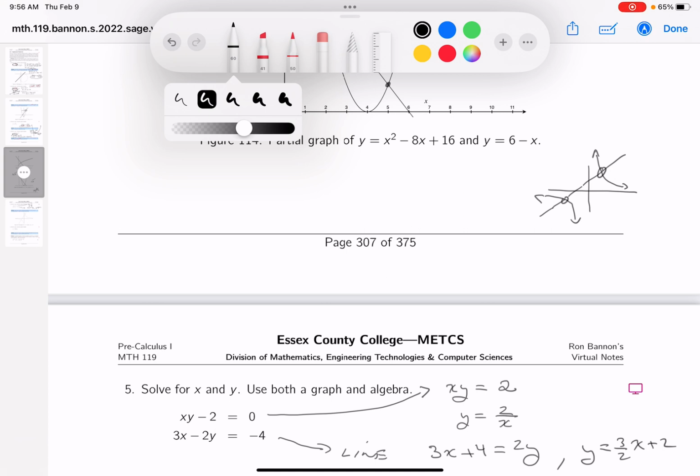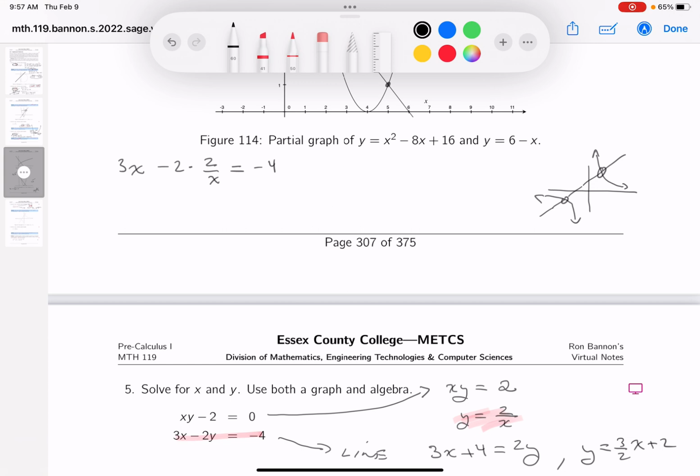I need to solve one of the equations for either x or y. And I think I've done that already, right over here. That was the first equation, which I solved for y. I'm going to plug that into the second equation now. What are you going to get? 3x minus 2 times y, and we determined y was 2 over x, and that would equal the number minus 4.